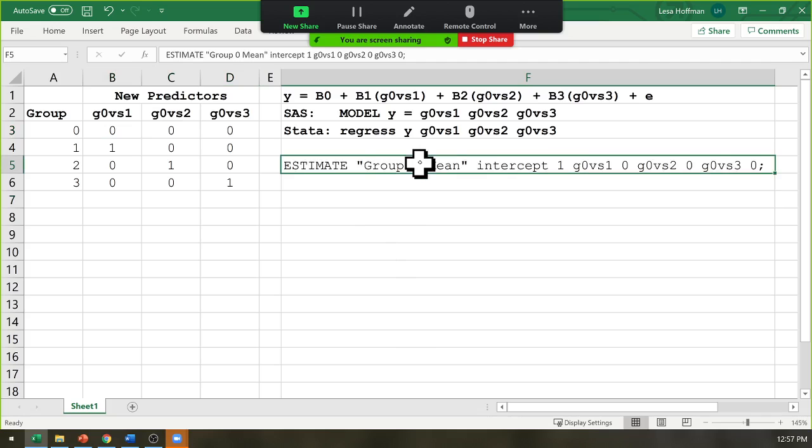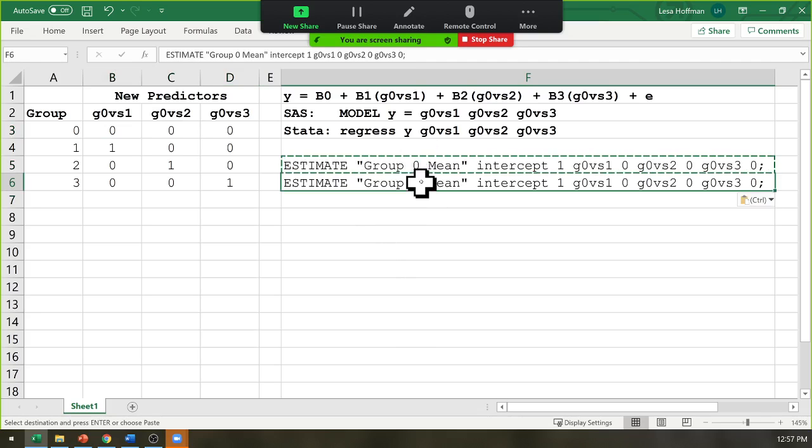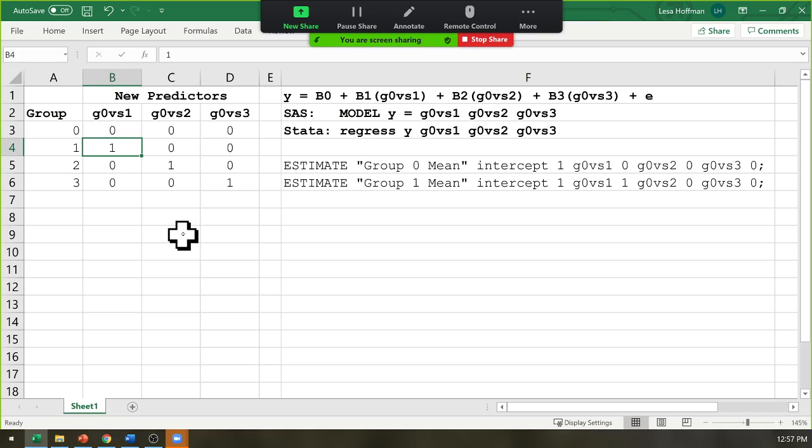So if I want to do group 1's mean, I still need intercept 1 because group 1 gets a beta 0, everybody gets a beta 0. They need a 1 after the first predictor because they get a 1 in the coding scheme. The other two predictors stay 0 because that's how it is in the coding scheme.